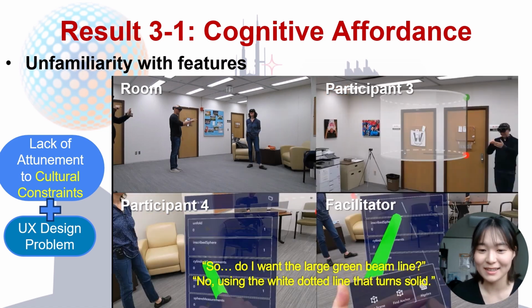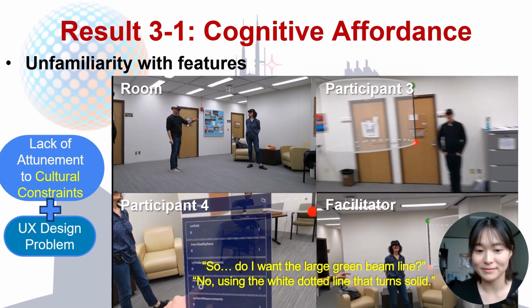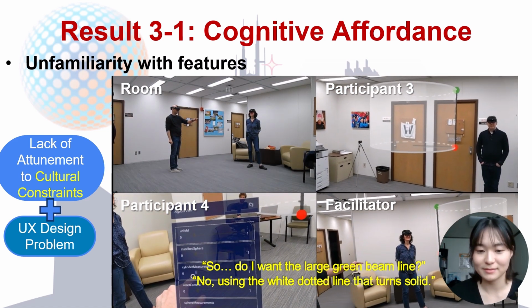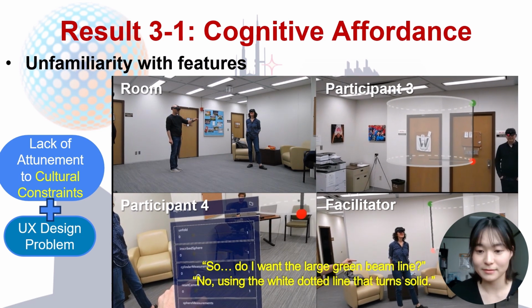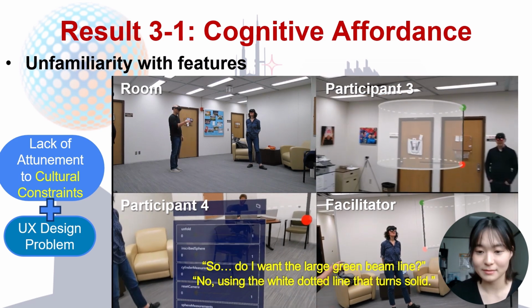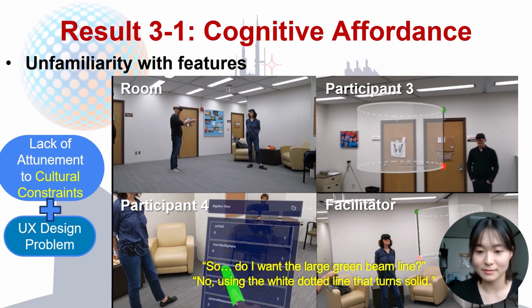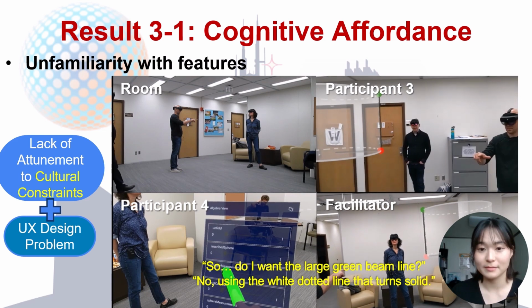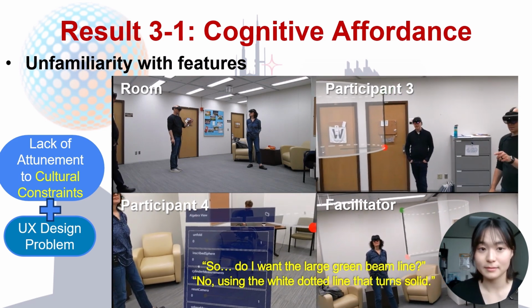Let's see in here. So do I want the large green beam to show up? No. Not for that. You're using the white dotted line that turns solid. Okay.